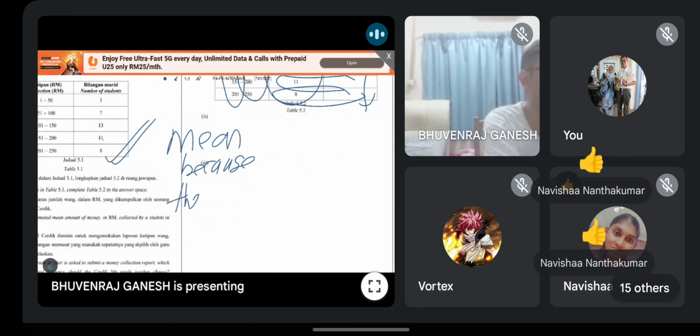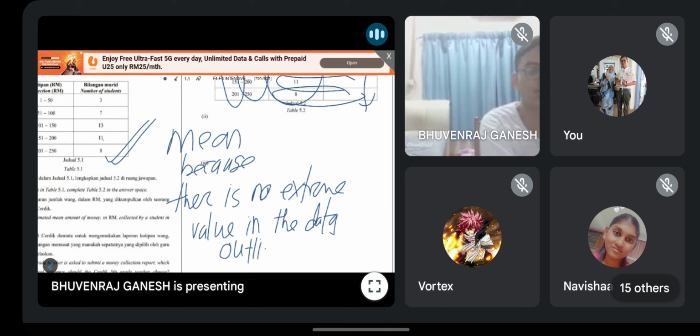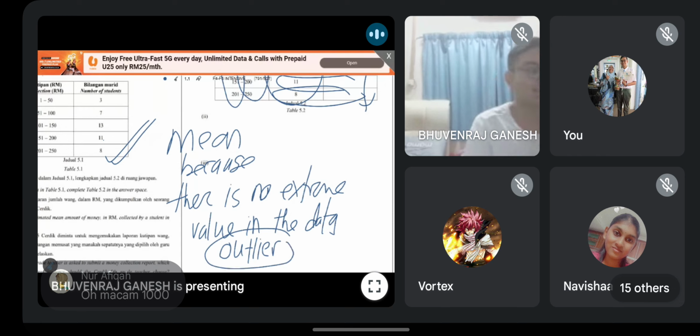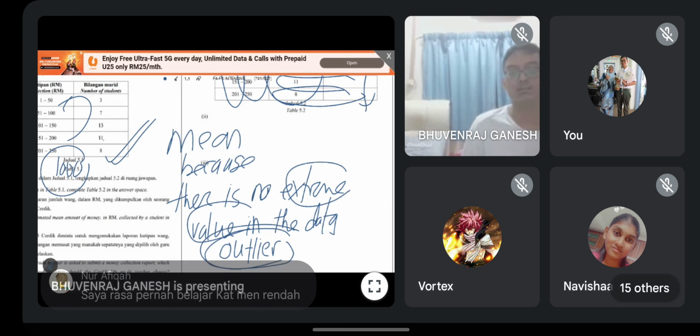Reason is because there is no extreme value in the data. That's why we use mean. Tak ada nilai extreme dalam data yang diberi. What is extreme value, guys? Pernah dengar tak perkataan ni? Outlier. I don't know in BM lah what is called outlier. Macam 1000. Kalau kamu bandingkan 1000 dengan semua nilai ni, dia jauh lebih besar. So this is what mean by extreme value or outlier. Okay?